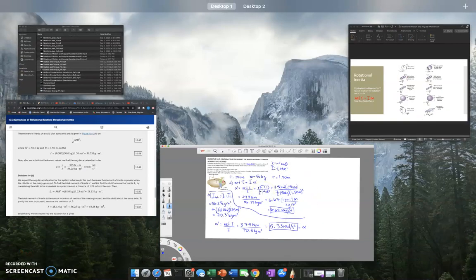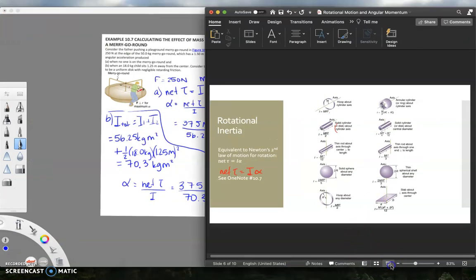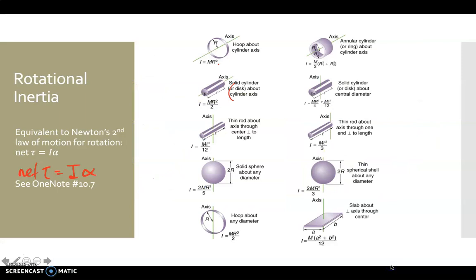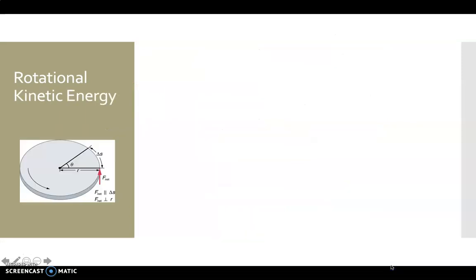Let me go back to our PowerPoint now. All right, so we just learned about inertia, and now let's start looking at energy. Kinetic energy, and rotational kinetic energy in particular. Before, we were able to talk about kinetic energy in one dimension and in two dimensions. Now we want to be able to describe the kinetic energy of some kind of rotational motion.